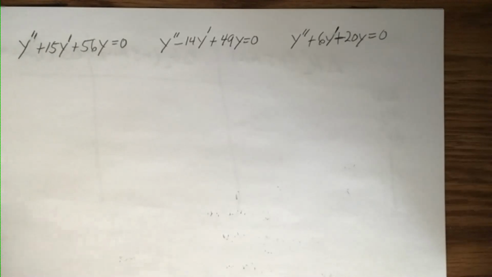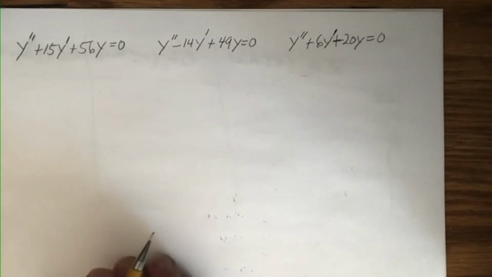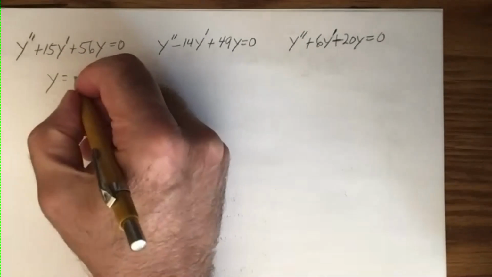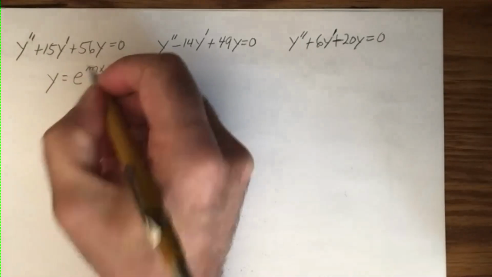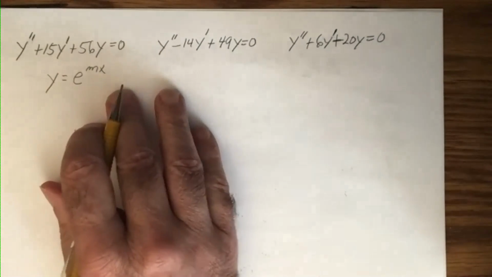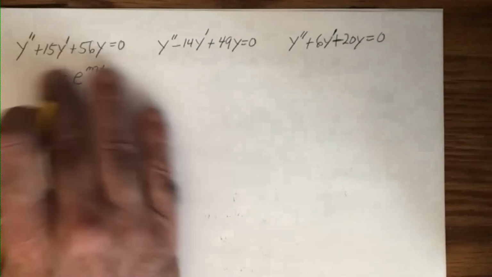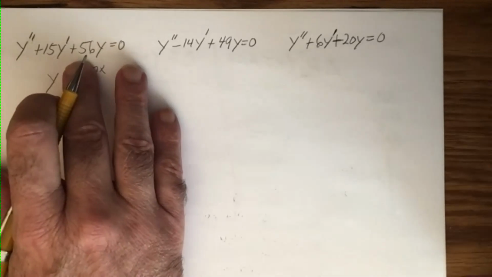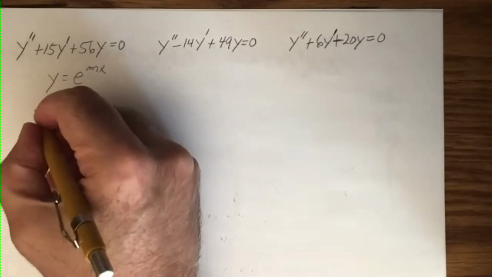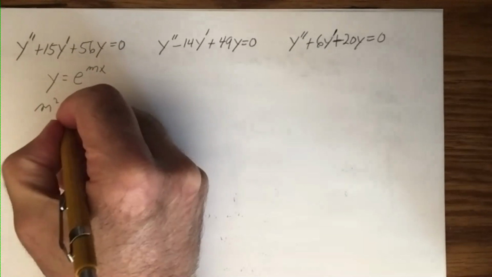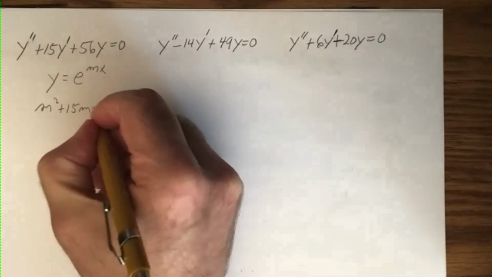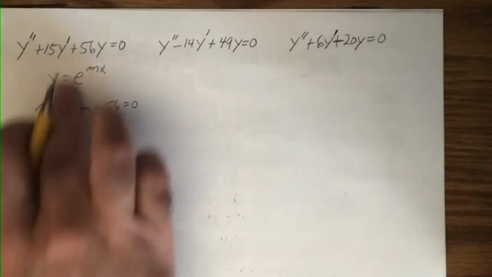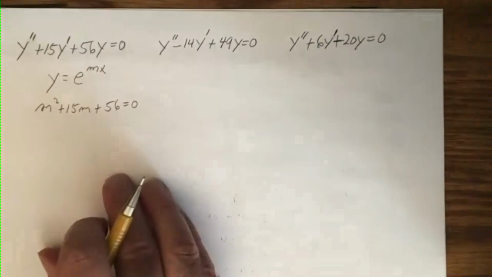All right, I'm going to go ahead and solve these three equations. So remember yesterday, we started out where we assumed the solution of this form, right? But you don't even have to do that. When I have this differential equation, you can immediately write down what we call the auxiliary equation. So the auxiliary equation for this is m squared plus 15m plus 56 is equal to 0. That's the auxiliary equation for this differential equation.